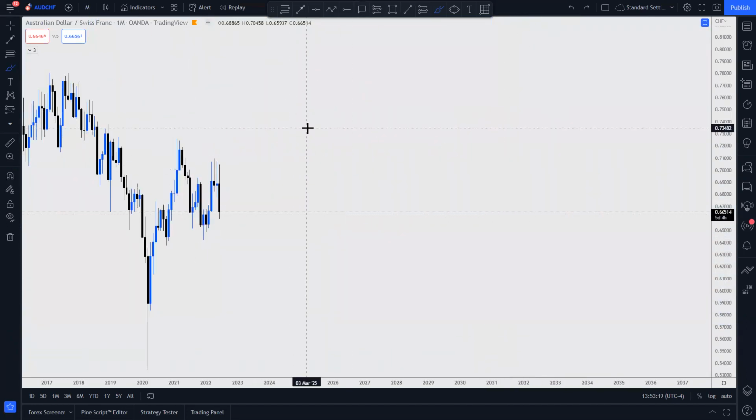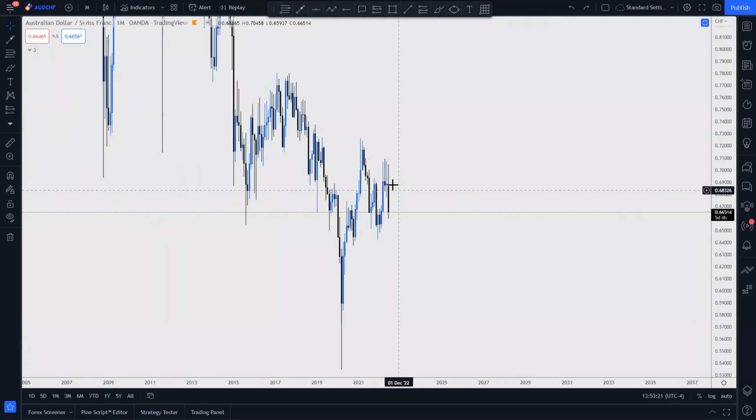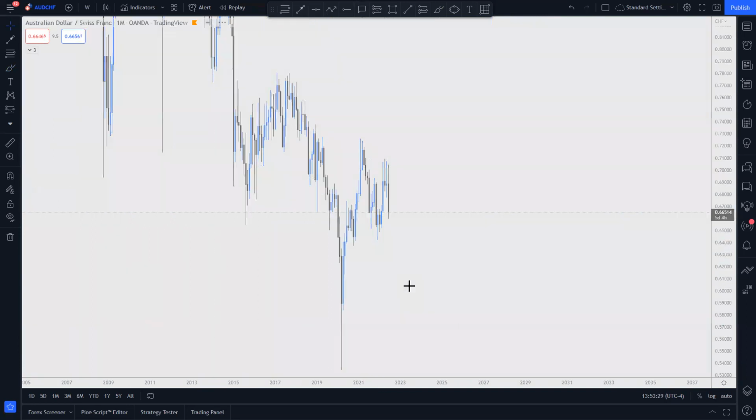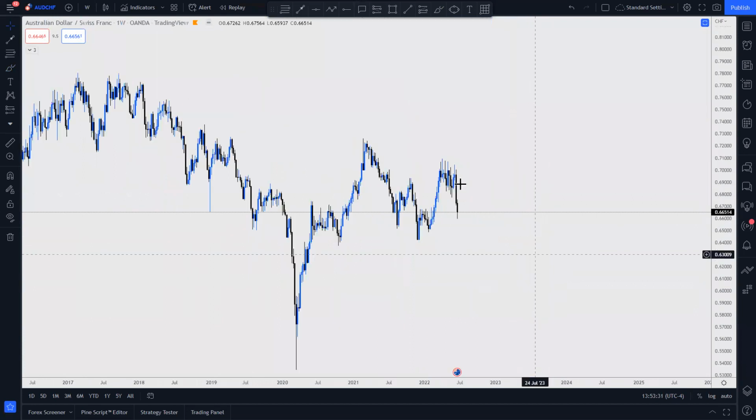The monthly says we were in consolidation for a few months. The weekly says last week it was very bearish with a lot of momentum. Prior to that, look at this correction after this impulse. Just couldn't go higher. We're heading down.